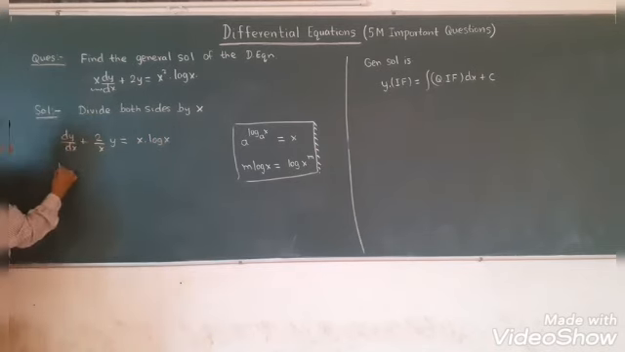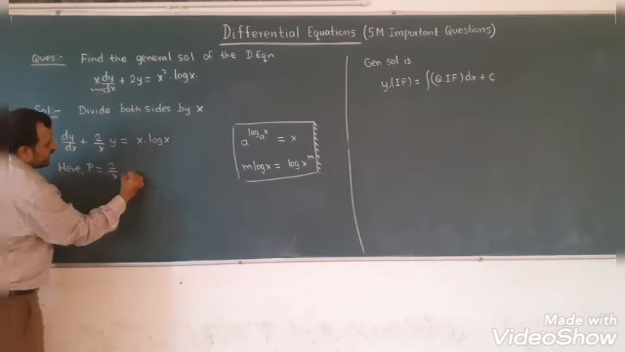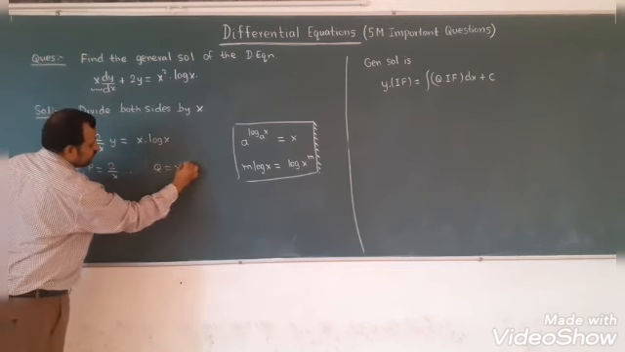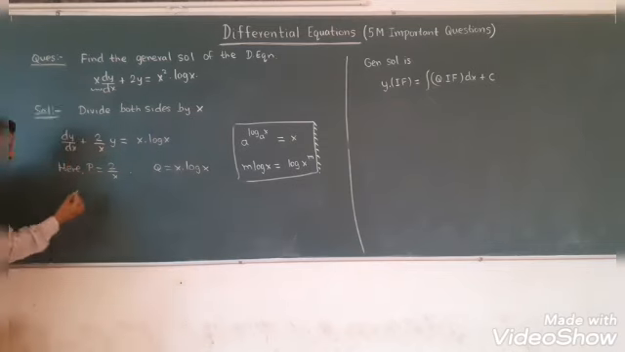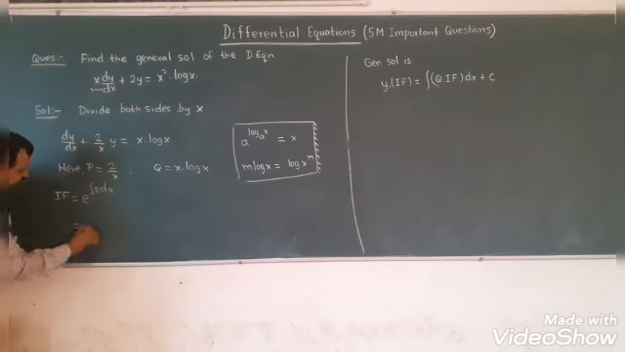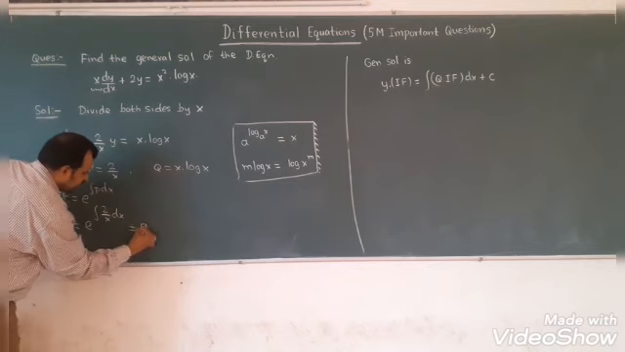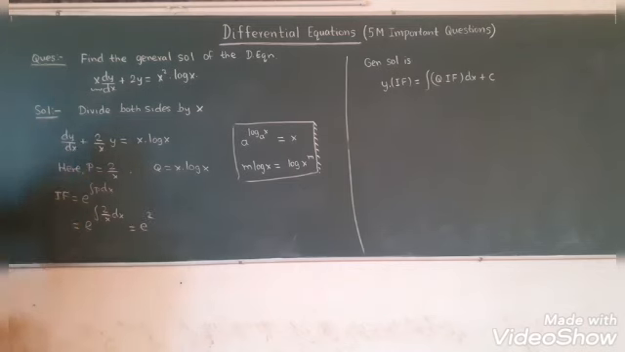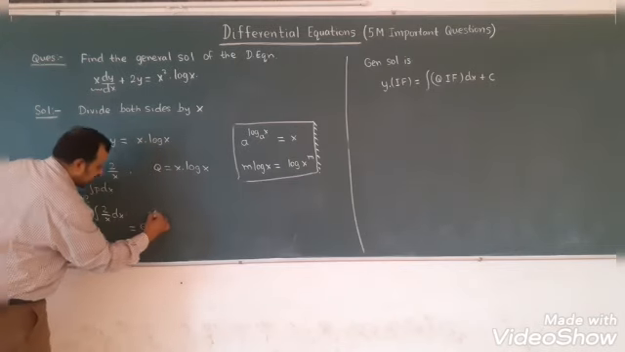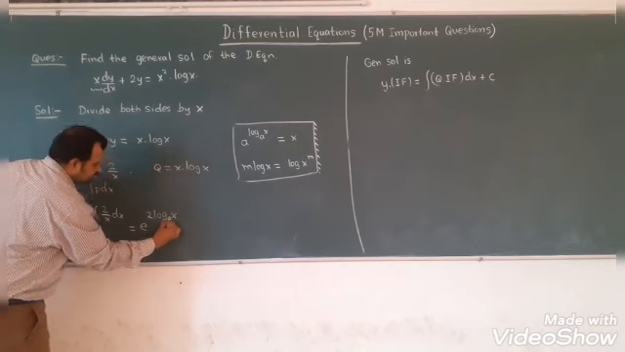So identify what p is here. Here p is nothing but 2 by x, and q is x into log x. Now the integrating factor formula is e power integral of p dx. What is p? p is 2 by x dx. Now 2 will come outside, so we can write e power 2 times the integral of 1 by x. The integral of 1 by x is log x. So I can say 2 log x, and I told you by default this is log to the base e.